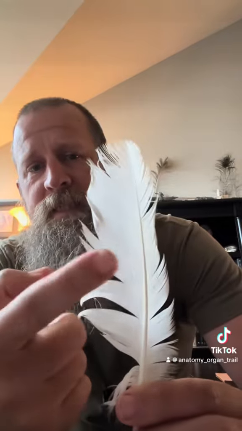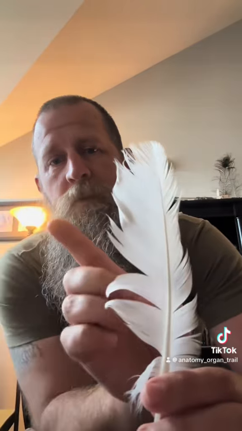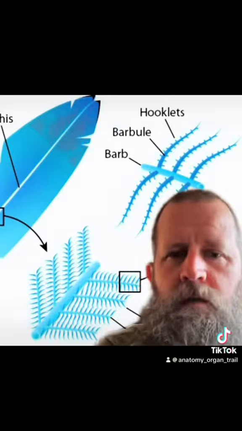But what keeps these things together? If I flick this feather like this, notice that it stays together. Well, each one of these projections, these barbs, has little side shoots off of it called barbules. And each one of those barbules actually has another projection coming off of it known as hooklets. And those intertwine like this, right? They hook together and they keep that feather together. Take a look at it.